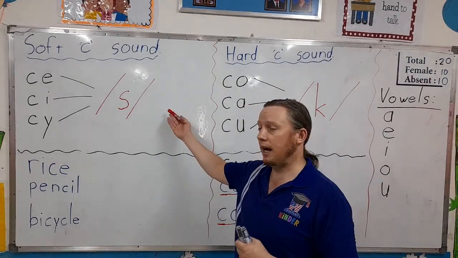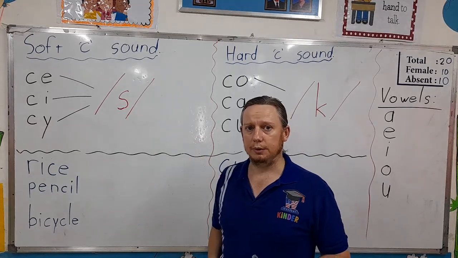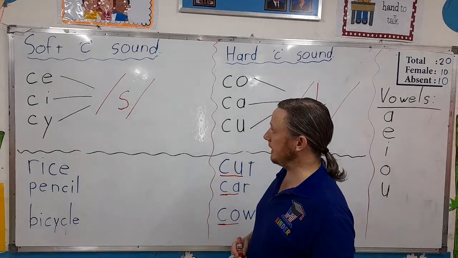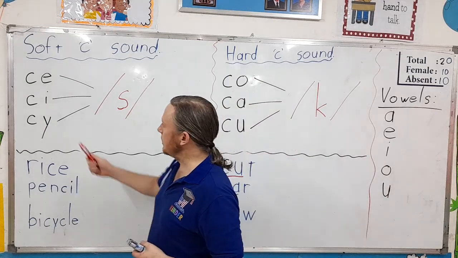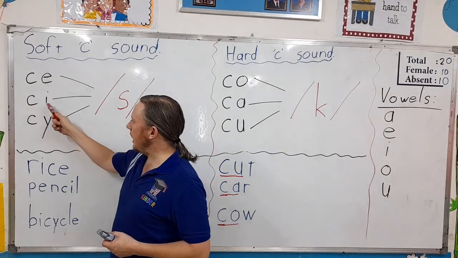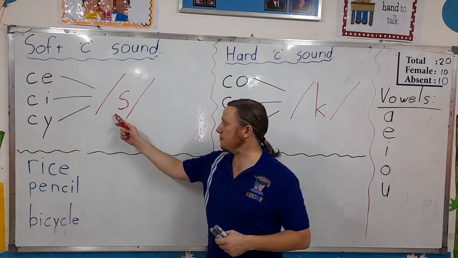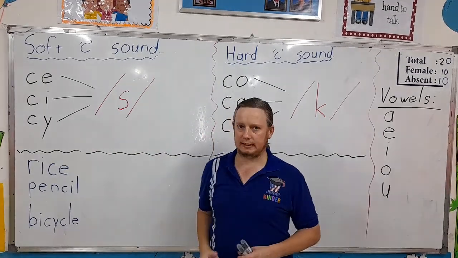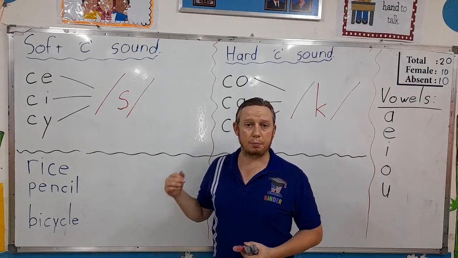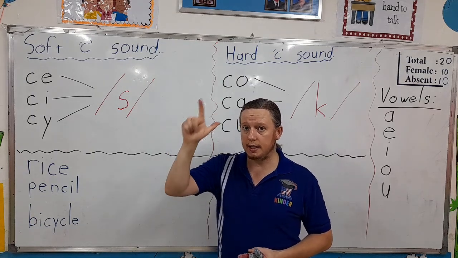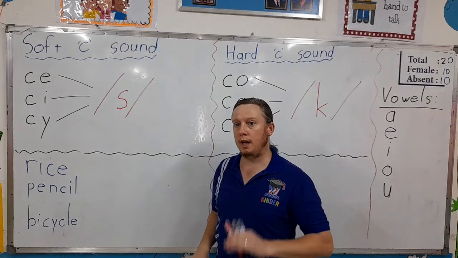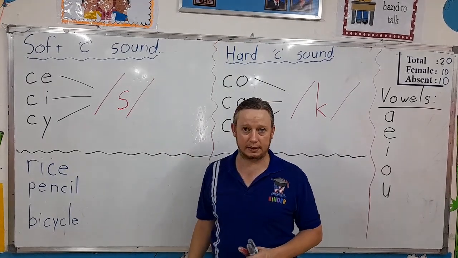Or the soft sound? S. Okay, let's look at the rules for the soft sound. If we see the letters CE, CI, CY together, those are the ones we will always make the S sound. Boys and girls, practice that. CE, CI, CY. It's the only times we use the S sound for the letter C.